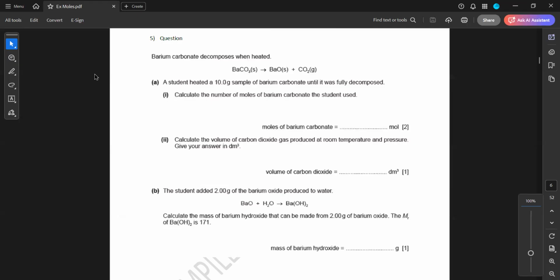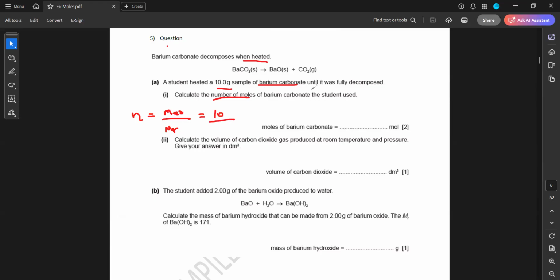Question 5. Barium carbonate decomposes when heated. A student heated a 10-gram sample of barium carbonate until it was fully decomposed. Calculate the number of moles. So, how do we get the number of moles of barium carbonate? We have the formula: moles equal mass in grams divided by molar mass. The mass in grams is 10.